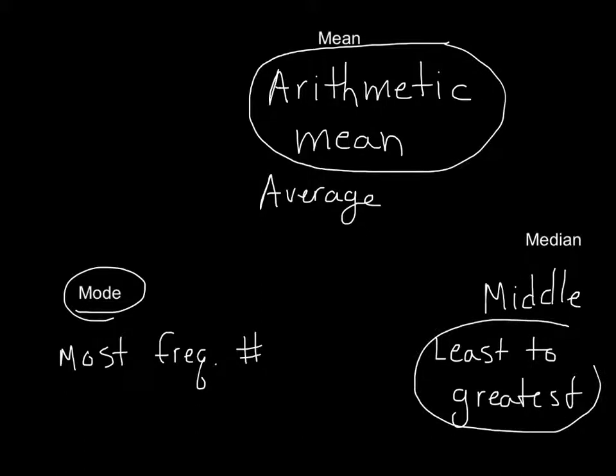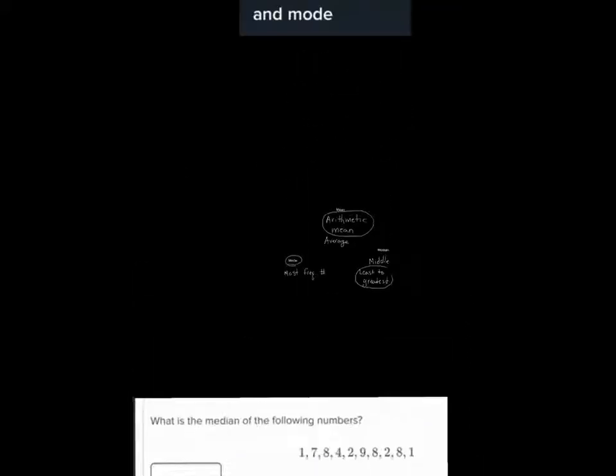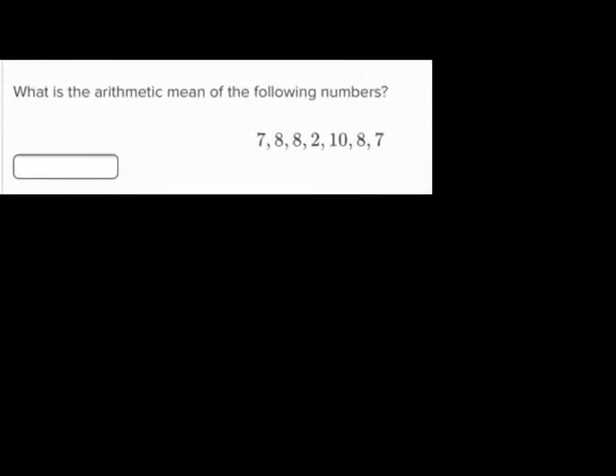So we want to be able to calculate the arithmetic mean, the median, and the mode. Okay, so I've got some examples up here. Now in Khan Academy, here's what you'd search: mean, comma, median, comma, and mode, to do this activity. So let's look at this one.